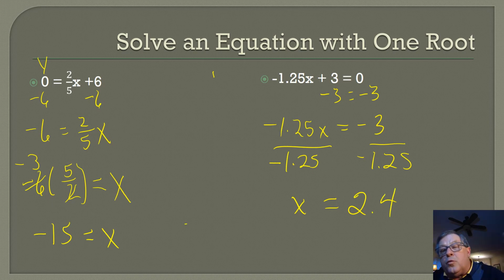And so the root, or the zero, or the solution, or the x-intercept of this particular equation is 2.4. Or, let's say 2 4/10, 2 2/5, 12/5, all of that the same thing. Let's go with the 2.4. What do you say?